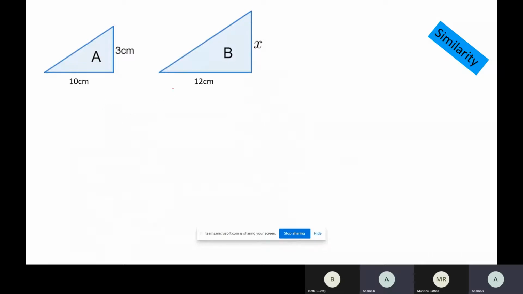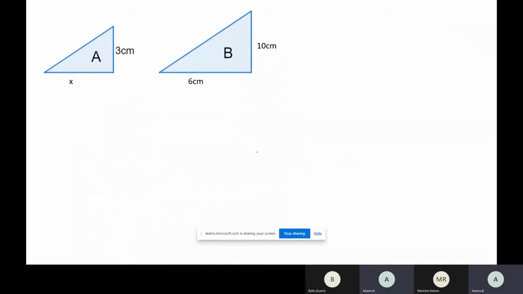Similar shapes, perfectly. One thing to note is with similar shapes, even if it's just a length one, do get them to go from one triangle to the other, and if necessary, draw them orientated in the correct way. So if I go 3 over x is equal to 10 over 12, so 3 over x is 5 over 6. So 3 times 6 is 5x, divide by 5, divide by 5. x is equal to 3 times 6, 18 over 5 is 3 3/5 centimeters.